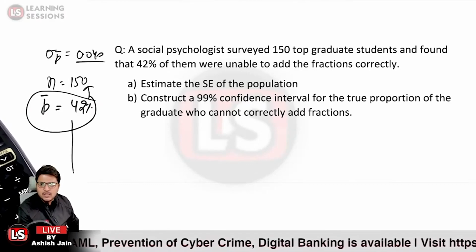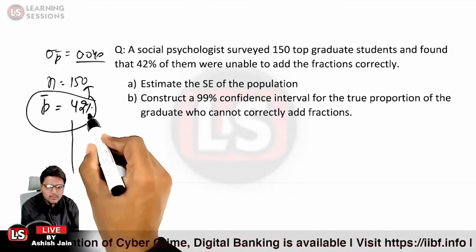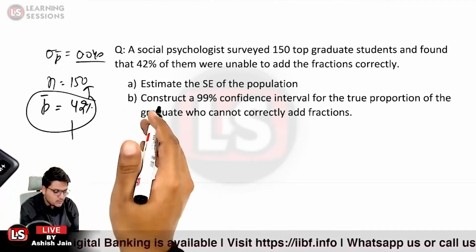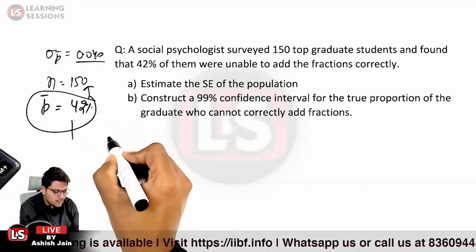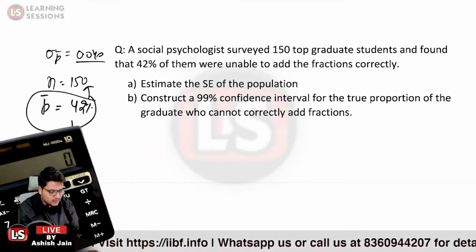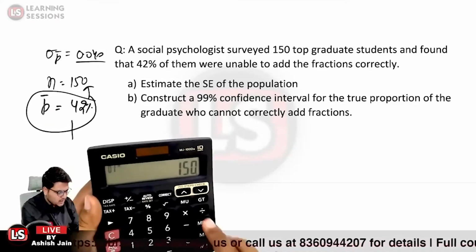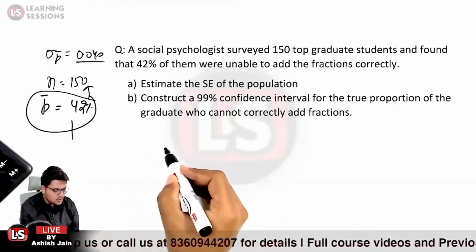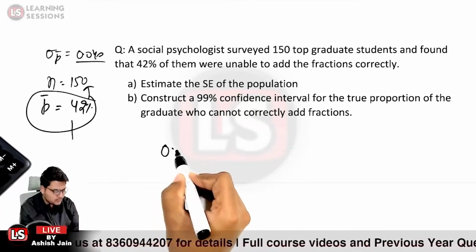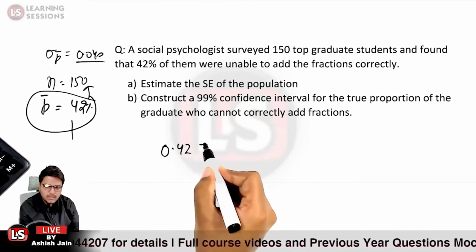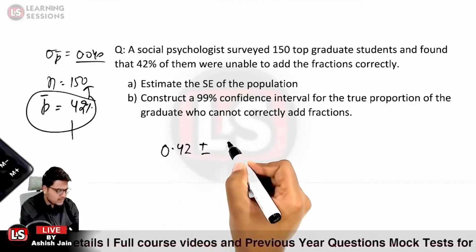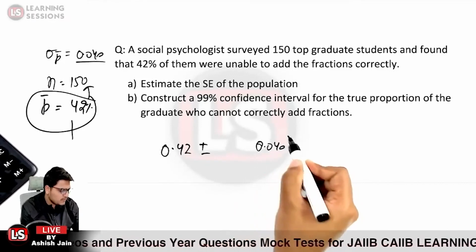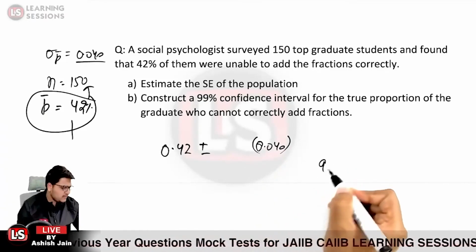So what would be the range? The range would be equal to, because we have the proportion over here equal to 0.42 as we calculated. So what was it equal to? First of all, 42% of the 150, that is equal to 150 into 42%, that is equal to 63, divided by 150, that is equal to 0.42. So our interval would be 0.42, plus minus the confidence level value that we will be having, and further multiplied by 0.040.